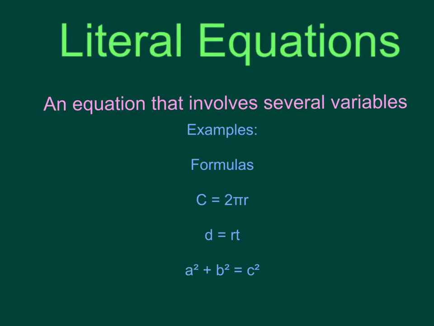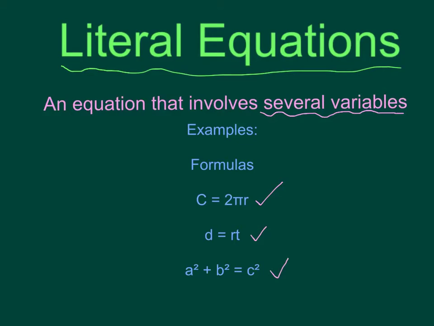In today's lesson, we're going to learn about literal equations. Literal equations are equations that involve more than one variable. So examples are really just formulas. C equals 2 pi r, distance equals rate times time, and the Pythagorean theorem, a squared plus b squared equals c squared, are all literal equations because they involve more than one variable.